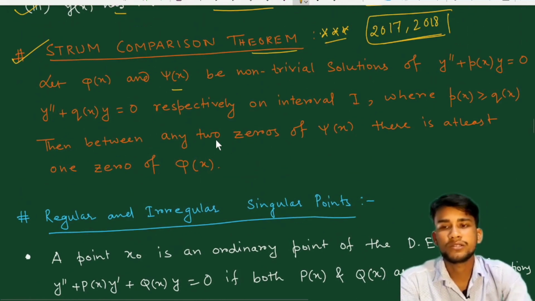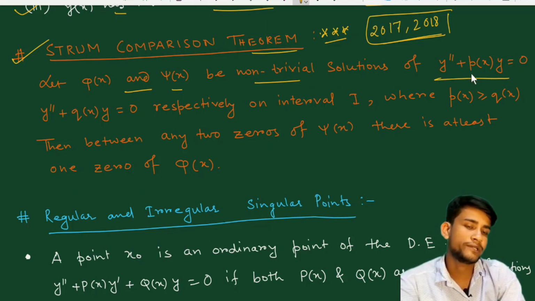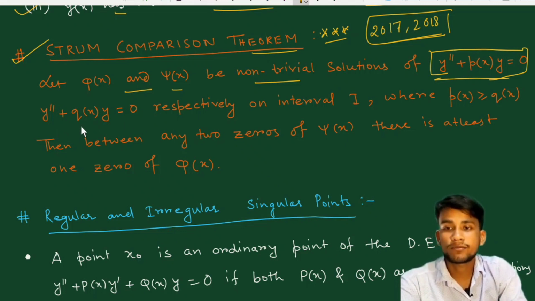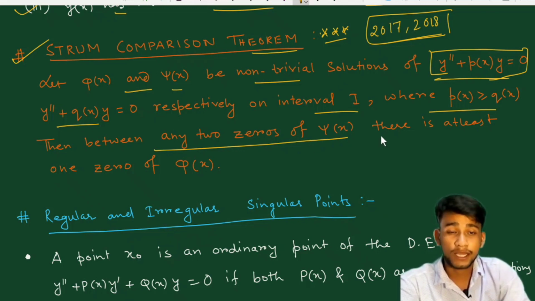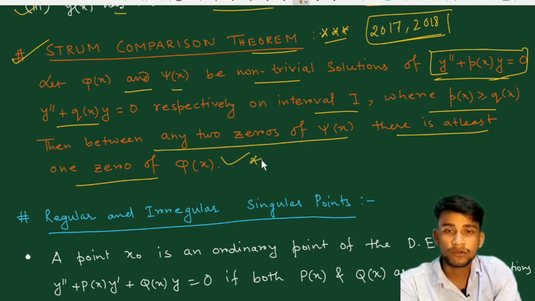Now the Sturm comparison theorem. Let phi(x) and psi(x) be non-trivial solutions of the equations y'' + p(x)y = 0, which is a second order ODE where the first order term is missing, and y'' + q(x)y = 0 respectively on the interval I, where p(x) is greater than or equal to q(x). Then between any two zeros of psi(x), there is at least one zero of phi(x). This is a very important theorem.